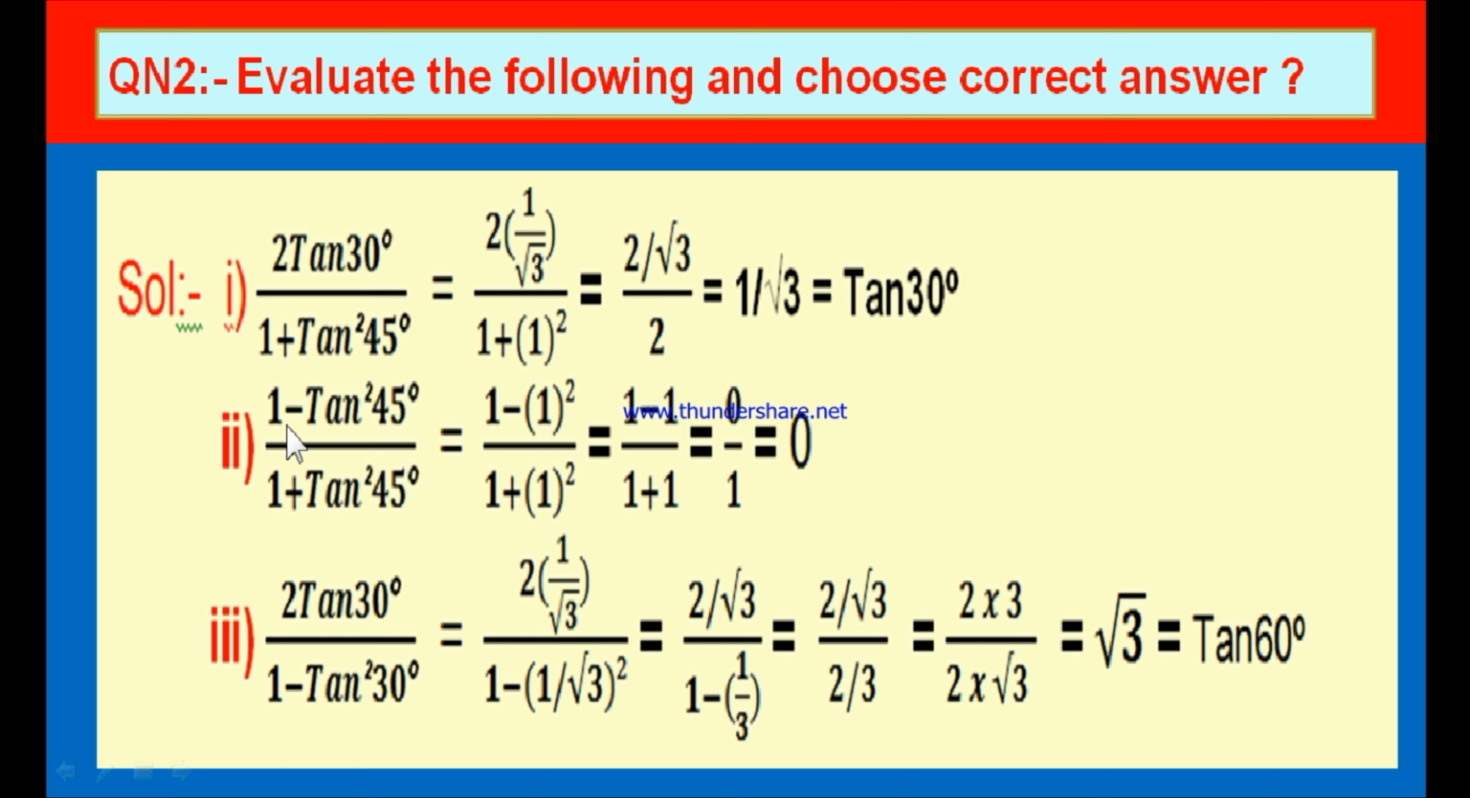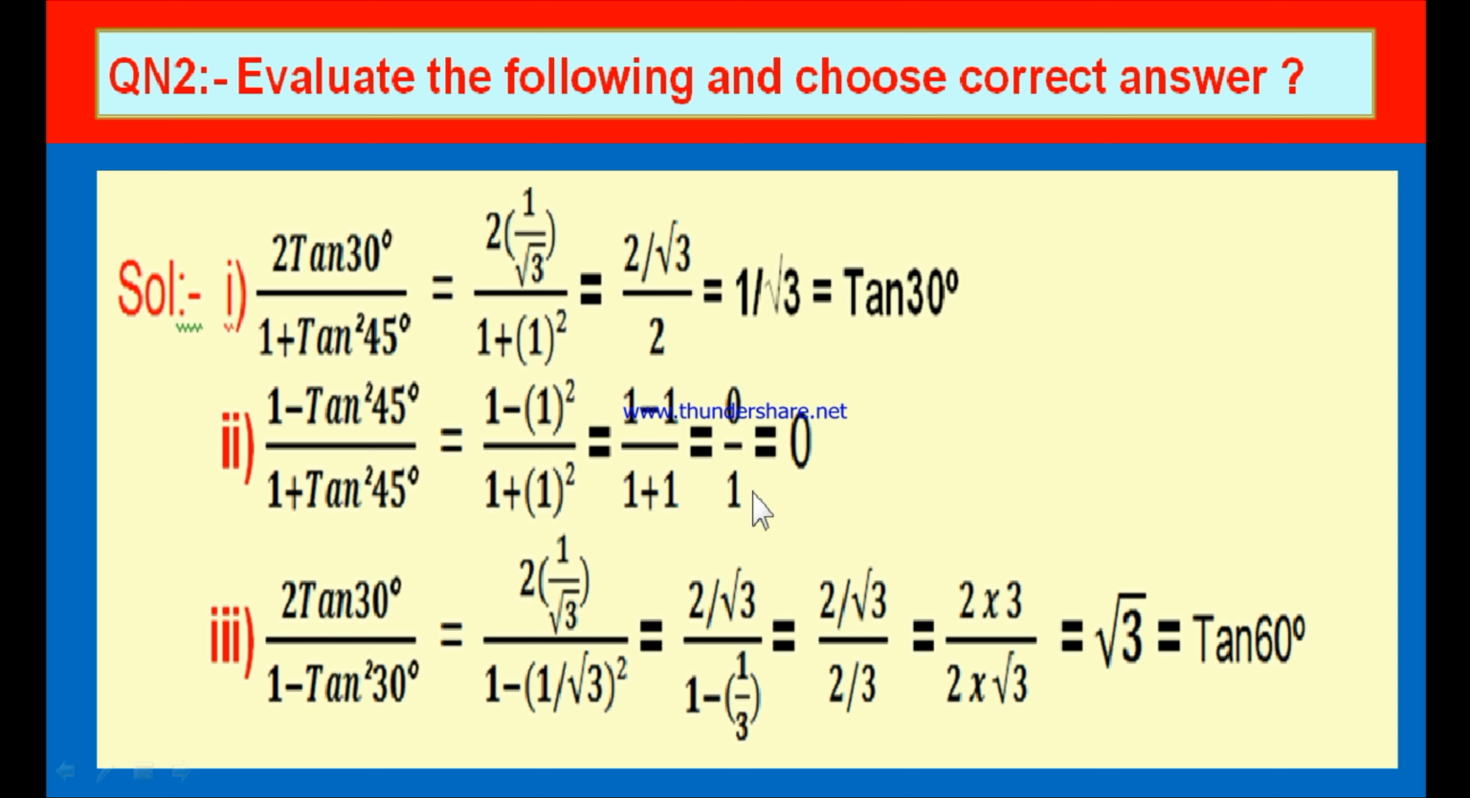Now second bit. 1 minus tan square 45 degrees by 1 plus tan square 45 degrees. We know that tan square 45 degrees is 1. Therefore, 1 minus tan 45 is 1. Tan square means 1 square. By 1 plus tan 45 degrees is 1. Tan square 45 degrees means 1 square. 1 minus 1 square is 1 minus 1, divided by 1 plus 1 square. 1 minus 1 is 0 by 1 plus 1 is 2.